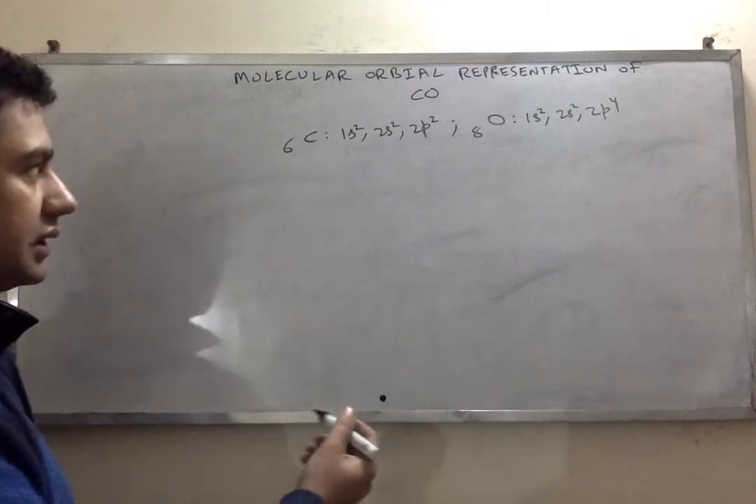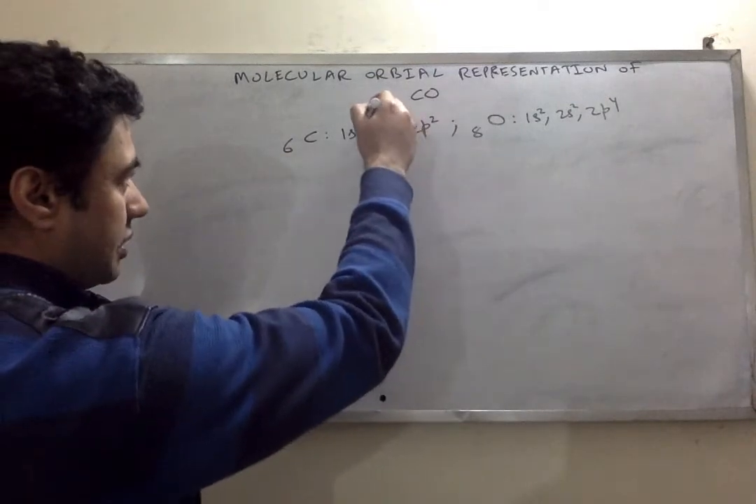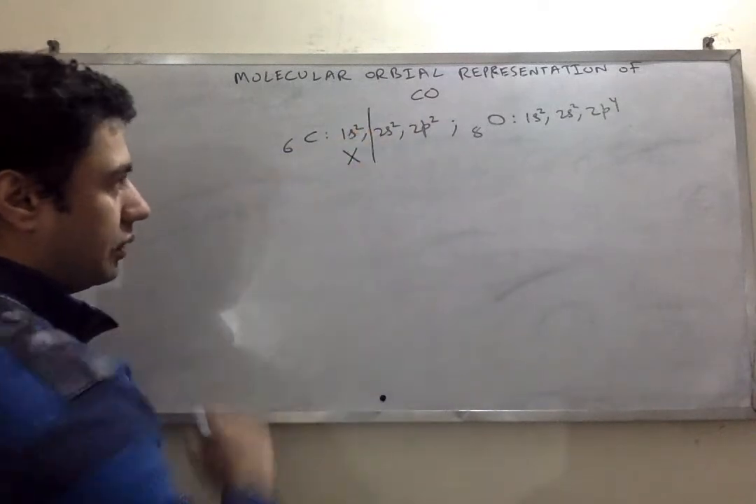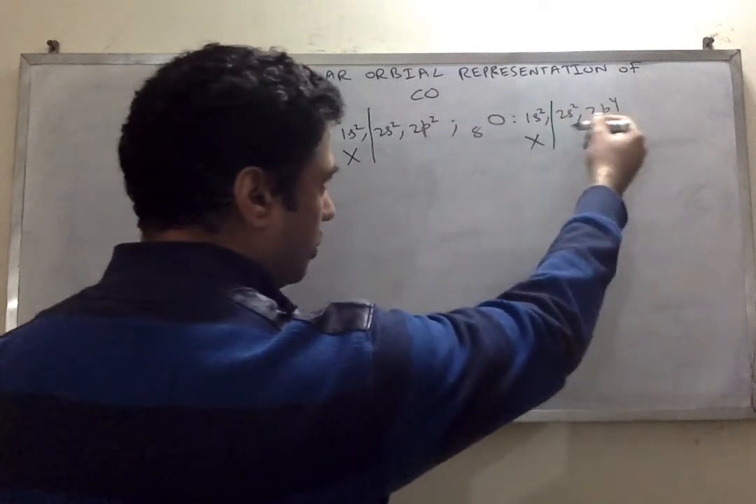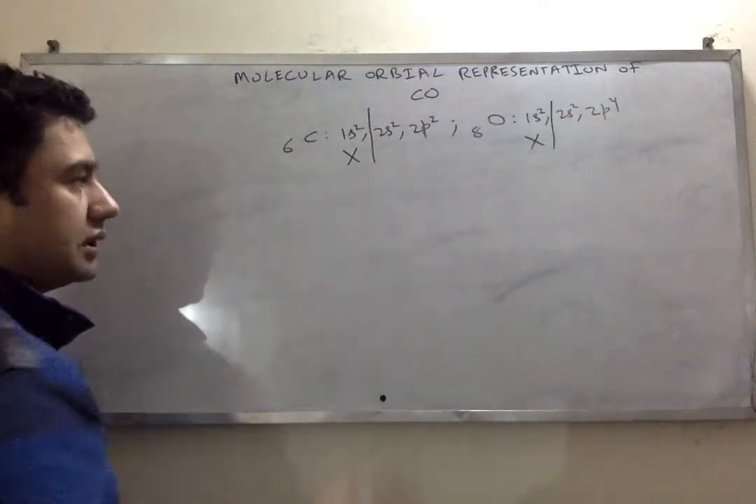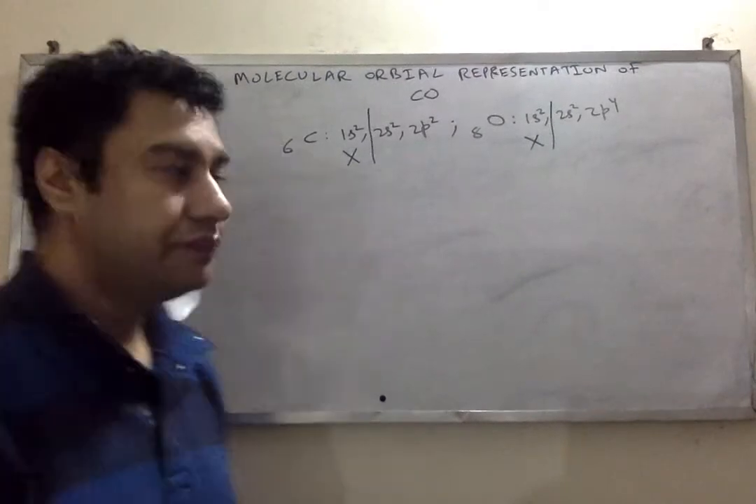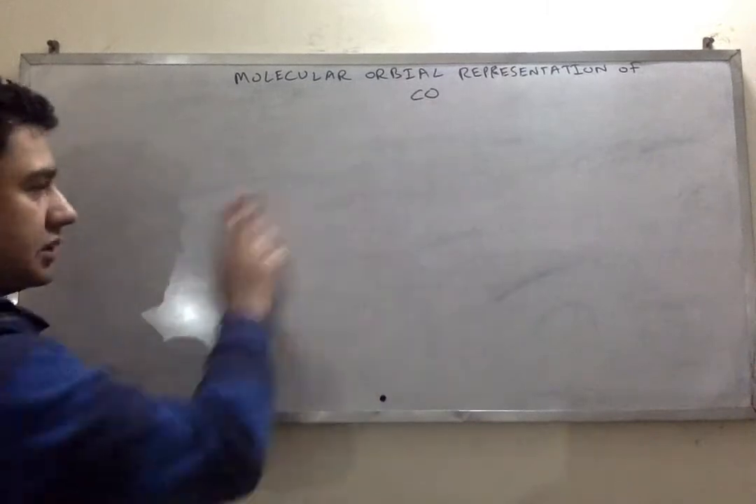Now, after this, we need to realize that in molecular orbital representation, the inner shells are not involved. So we can completely ignore 1s2 of these two atoms, since 2 is the valence shell, so the electrons in the first shell can be completely ignored. And therefore, now we are in a position to show the representation.